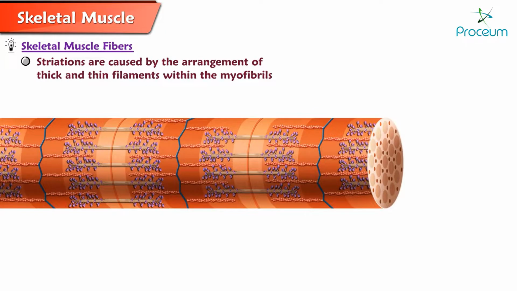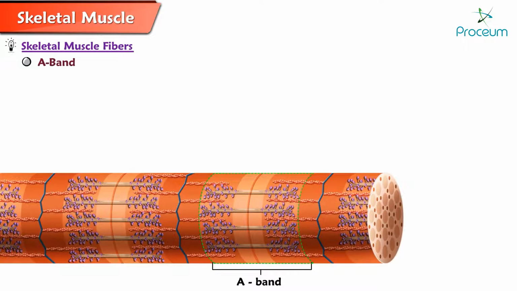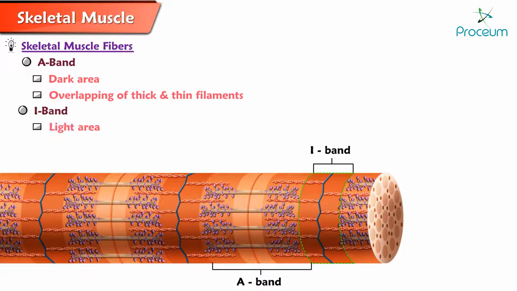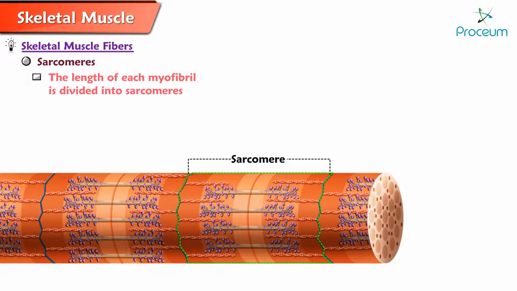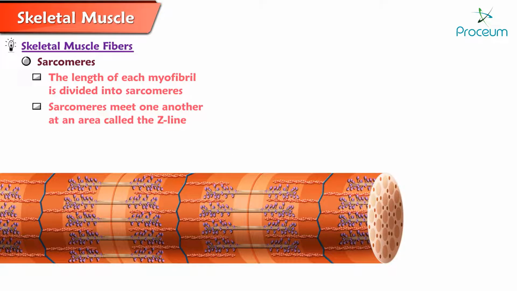Striations are caused by the arrangement of thick and thin filaments within the myofibrils. A-band, also known as the dark area, is where there is overlapping of thick and thin filaments. I-band, also known as the light area, has thin filaments alone. The length of each myofibril is divided into sarcomeres. Sarcomeres meet one another at an area called the Z-line.